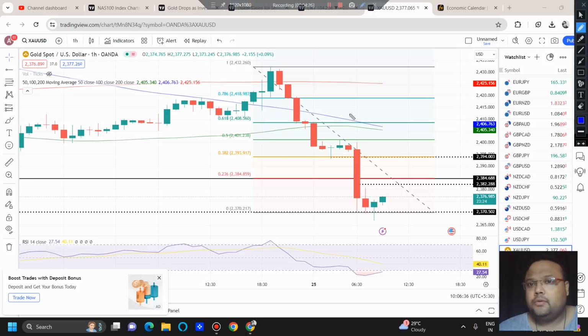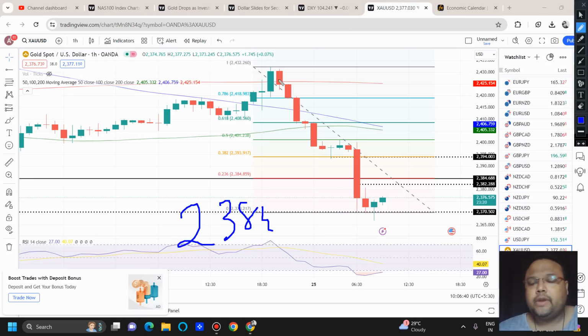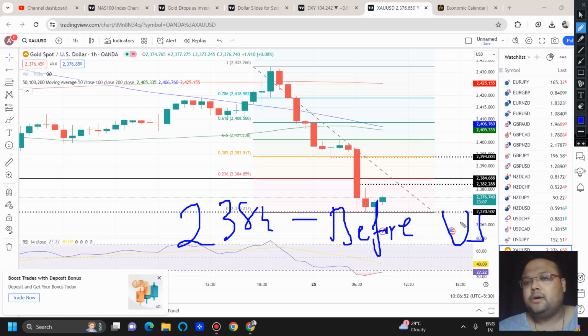Today we can look for a sell around 2384. You can see we have already drawn the Fibonacci from top to bottom here, and we have 2384 as the first level where we can look for a sell, especially before the US session. Why before the US session? Because this is the Fibonacci 0.236, not a very strong one, but before the US session we can definitely expect the market to face some resistance around this area. If the market reverses, we can look for a sell.